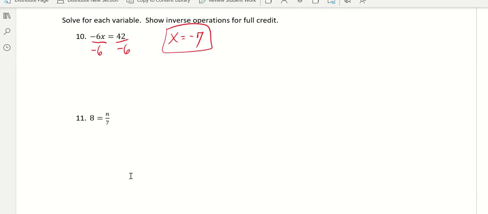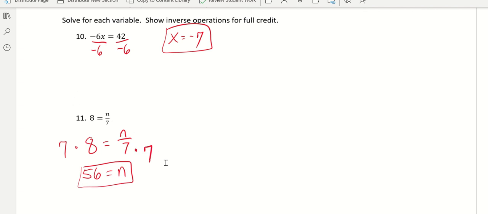Number 8, okay, let's not squeeze in too tight a space here. We got plenty of room to work, so let's rewrite this. What's happening between the n and the 7? What operation is this? Division. What's the inverse of division? Multiplication. So we multiply by 7 on both sides. Let's see here, 7 multiplied by 8, that is 56. And 7 divided by 7 is 1. So 1 times n is just n. Now, what I don't want to see is this. Do not, if you're in the habit of doing this, don't do that.